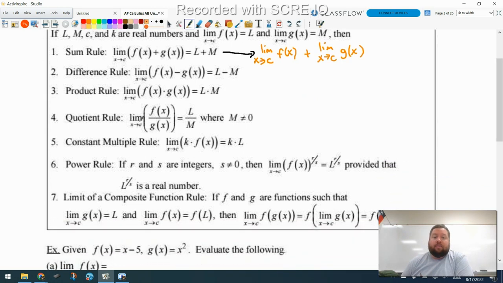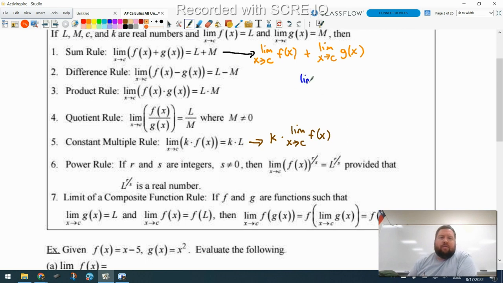All right, the constant multiple rule. Basically, what this is saying is you can do k, that constant, multiplied by the limit of f of x. So in essence, we can just pull the constant out of the problem: k multiplied by the limit as x approaches c of f of x. And that's going to be the exact same thing. So if you ever have a constant on the inside, you can just pull that out and put it in front on the outside.